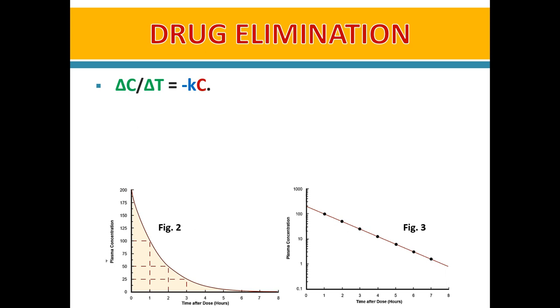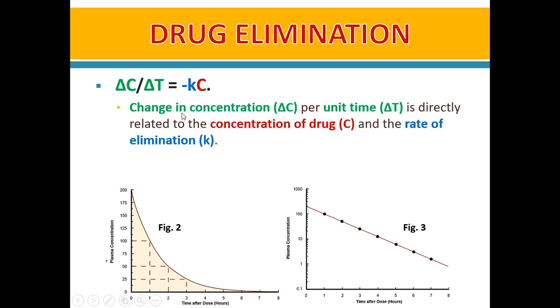And usually it's represented by this formula. The change in concentration per unit of time of the therapeutic drug is directly related to the concentration of the drug and the rate of elimination. So it's negative because the concentration is decreasing.